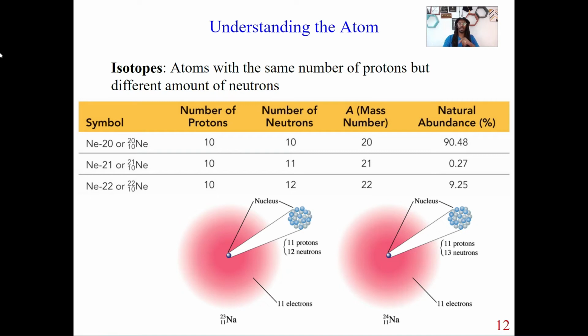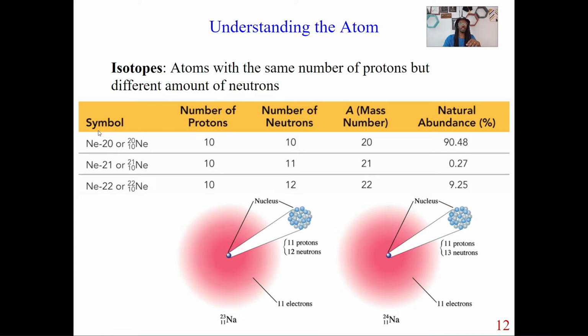With atoms, we actually found out something with atoms. We have isotopes. So what exactly is an isotope, Dr. J? Well, an isotope is basically atoms with the same number of protons, but a different amount of neutrons. An element has a certain amount of protons. That's what makes it its element, because of that certain amount of protons.